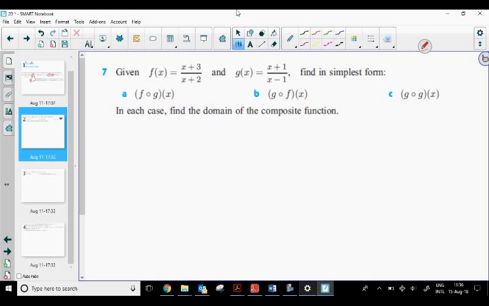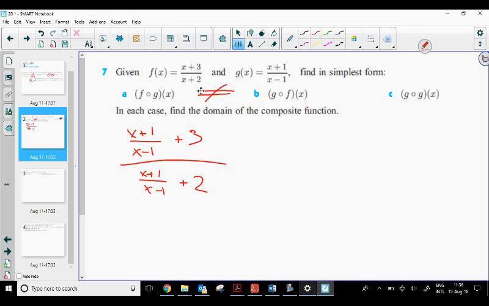So here in general, f of g of x is not going to be equal to g of f of x. I don't want you to ever think that those two are the same. It'll be very rare that they are. Let's just go through these really quickly. Let's find f of g. To find f of g, we're going to put g into f. In other words, it's x plus 1 over x minus 1 plus 3, all divided by x plus 1 over x minus 1 plus 2.